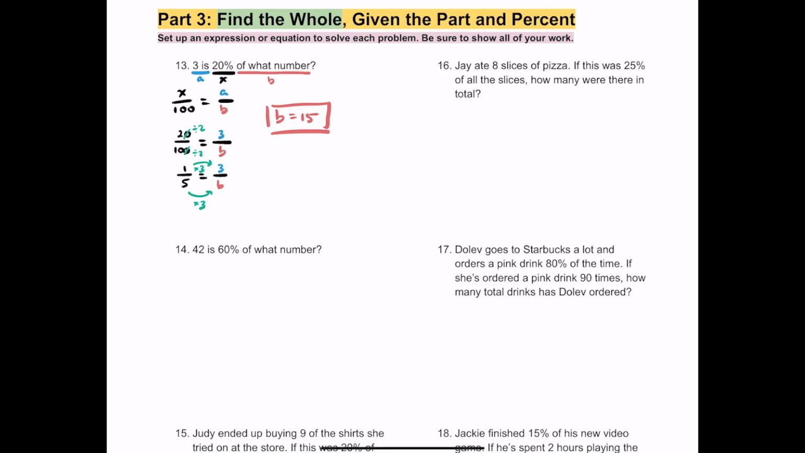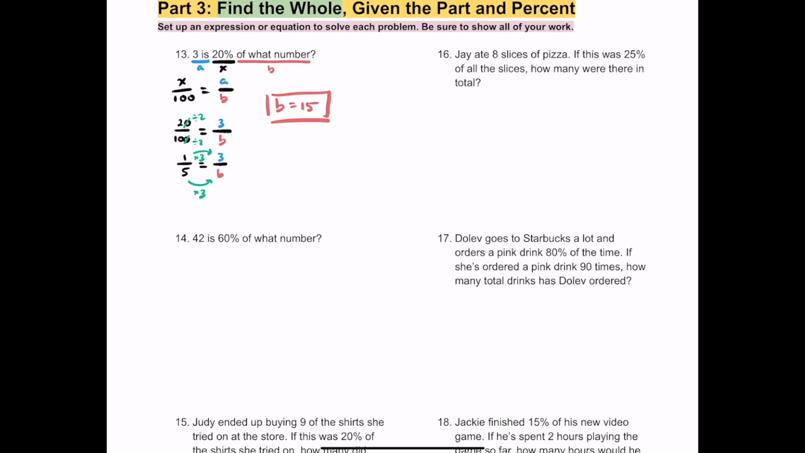Moving on to 14, it says 42 is 60% of what number? So 42 is, that's going to be the part, and 60%, that is x is equal to 60, and again, of what number? Of what number, we don't know what that is, that's going to be b. Our percent proportion is x to 100 is equal to a to b. 60 is x, so 60% is 60 over 100. A is going to be 42, and of what number? That's b. Maybe we can go ahead and simplify, divide this by 10 and 10. So I'll go ahead and rewrite this. This is 6 to 10 is equal to 42 to b.